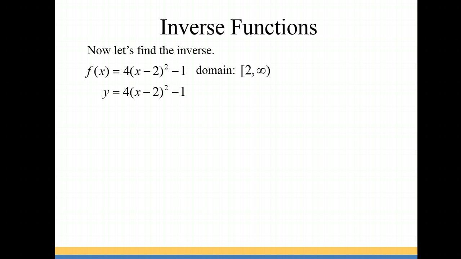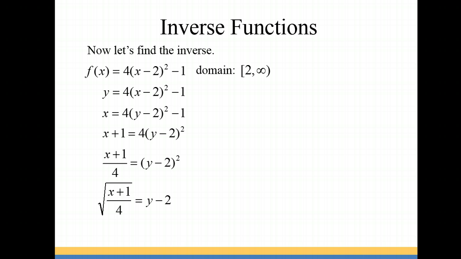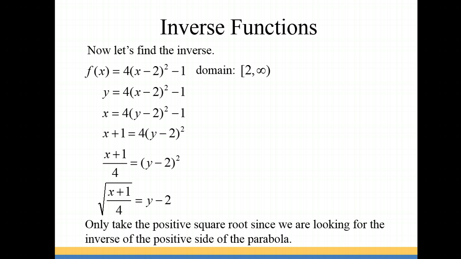Now we can easily find the inverse of this function. So again, we're going to exchange x for y and isolate y. So I'm going to bring the 1 over to the other side and then divide by 4. And then I'm going to take the square root of both sides. And again, I only want the positive square root. And I'm going to simplify.